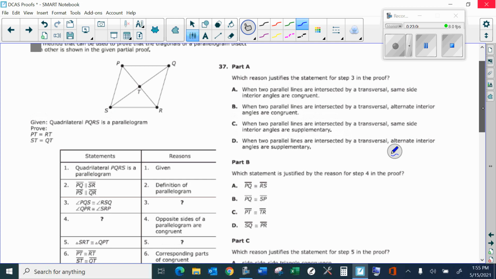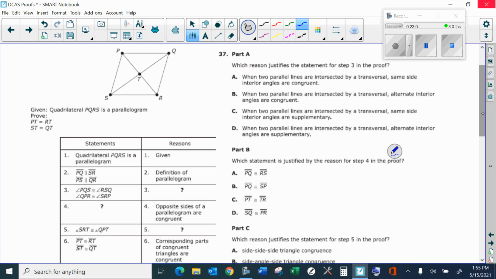Okay, so we're given this quadrilateral is a parallelogram. Remember? So that means opposite sides are parallel, opposite sides are congruent, opposite angles congruent, consecutive angles are supplementary, and the diagonals bisect each other. All the characteristics and the definition. The definition of a parallelogram is opposite sides parallel. So of course right down here, given. Now they said their opposite sides are parallel. Definition of parallelogram.